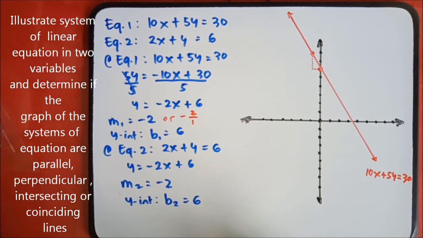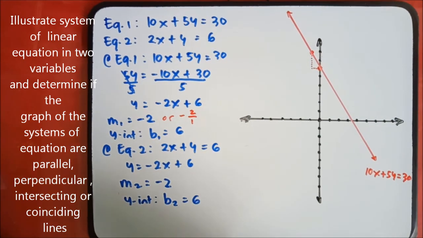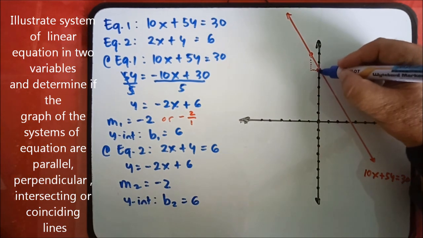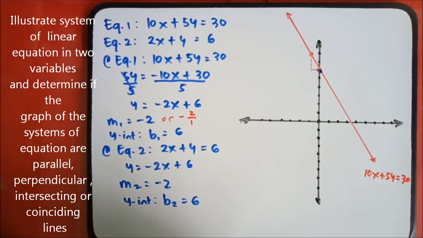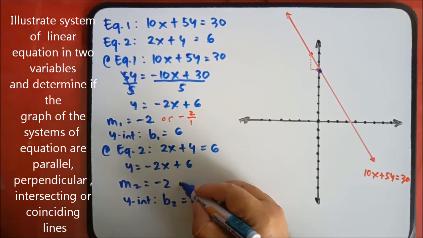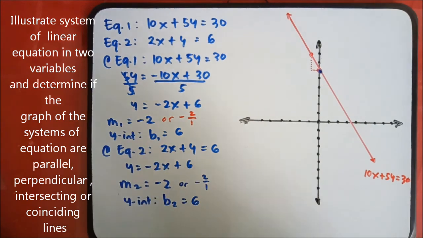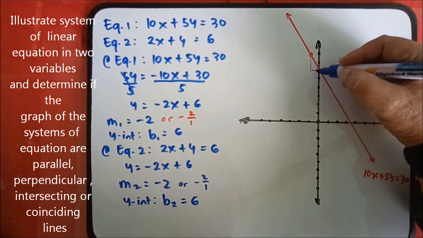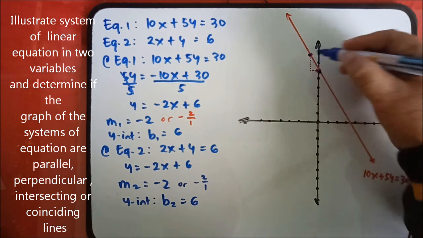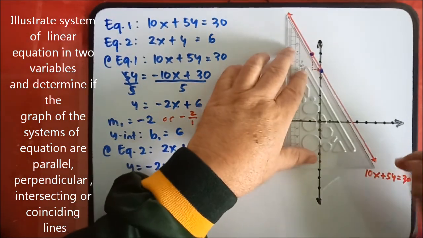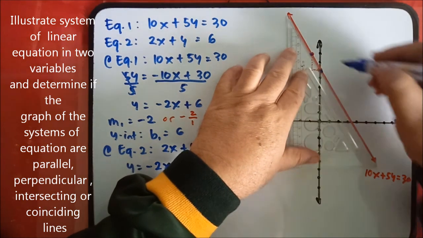Okay, next. Graph number 2. Now, let's take another color. Blue. What is our y-intercept? 6. 1, 2, 3, 4, 5, 6. Andito rin. And what is your slope? Negative 2 or negative 2 over 1. Ito yung run mo, 1. Pabalik din. And your rise is 2. Andito rin. So, ibig sabihin, ang graph mo ay eto.